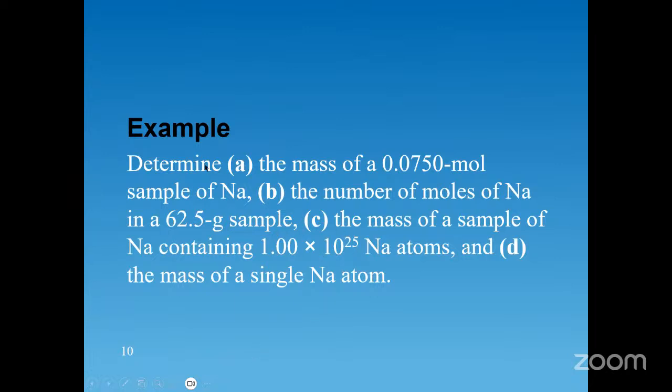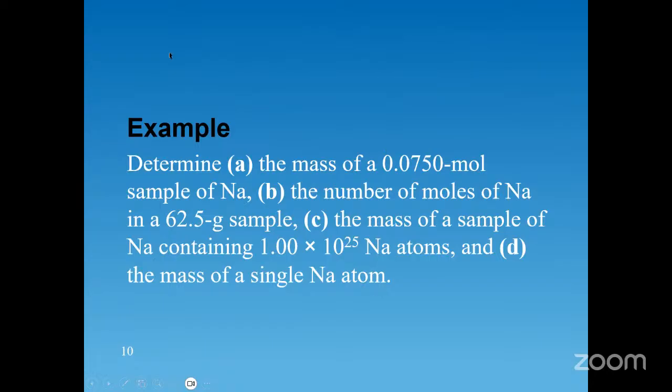Okay, all right, so here we have an example, which is actually 4 questions in one example. So the question says, determine A, the mass of a 0.0750 mole sample of sodium, B, the number of moles of sodium in a 62.5 gram sample, C, the mass of a sample of sodium containing 1.00 times 10 to the 25 sodium atoms, and D, the mass of a single sodium atom.